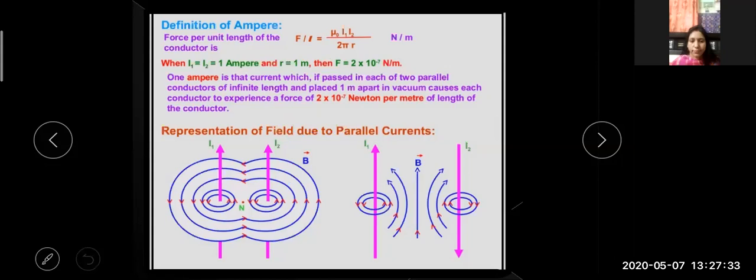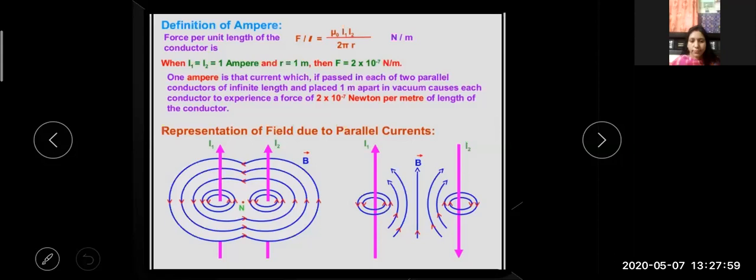So what is the definition of 1 ampere? We can say 1 ampere is that much current which, when flowing through each of two parallel uniform long linear conductors placed in free space at a distance of 1 meter from each other, will attract or repel each other with a force of 2 into 10 raised to power minus 7 Newton per meter of their length. I hope this is clear to you.